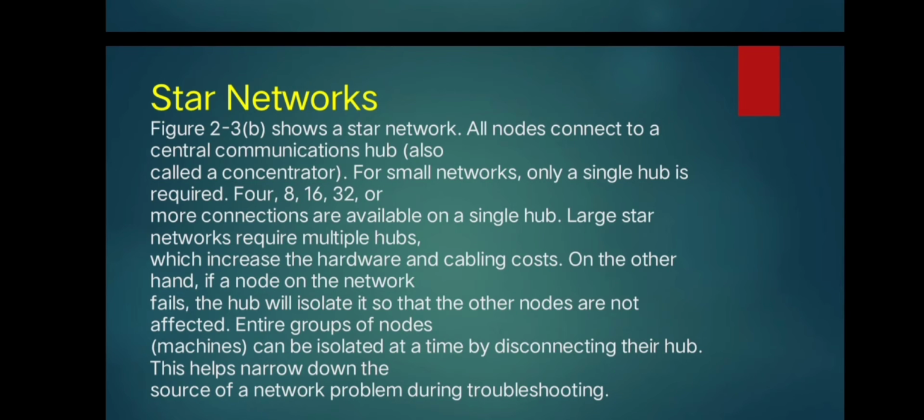On the other hand, if a node on the network fails, the hub will isolate it so that the other nodes are not affected. Entire groups of machines can be isolated at a time by disconnecting their hub. This helps narrow down the source of a network problem during troubleshooting.